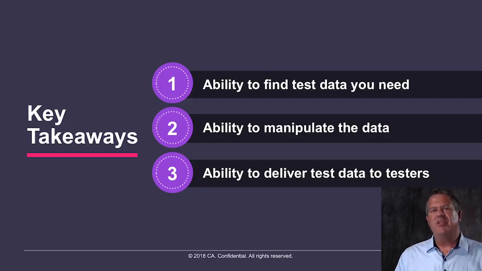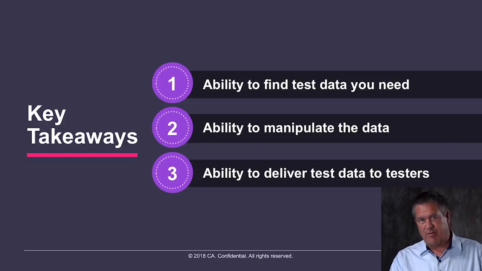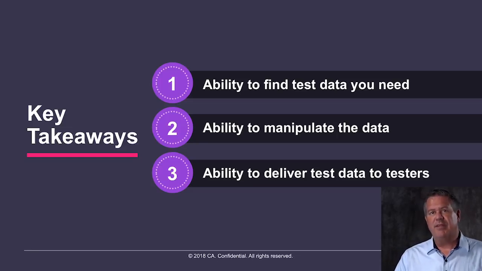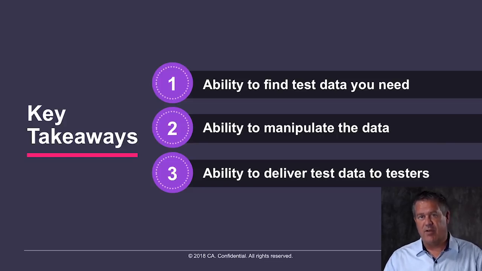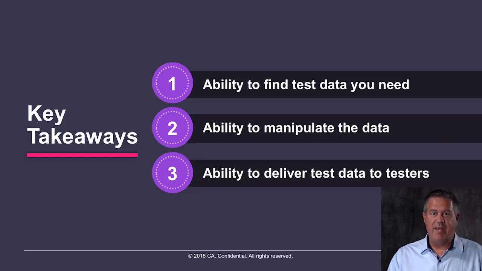The three takeaways to achieving continuous test data management are: first, the ability to find the test data that you need. So having a tool that can find test data where it resides, either in a distributed environment or on a mainframe, is very important. Second, having the ability to manipulate that test data. So being able to change the format of the data, or adding to the test data synthetically, so that you have a complete test data scenario for the application that you're testing. And then third is the ability to deliver the test data into the hands of the testers that need it.